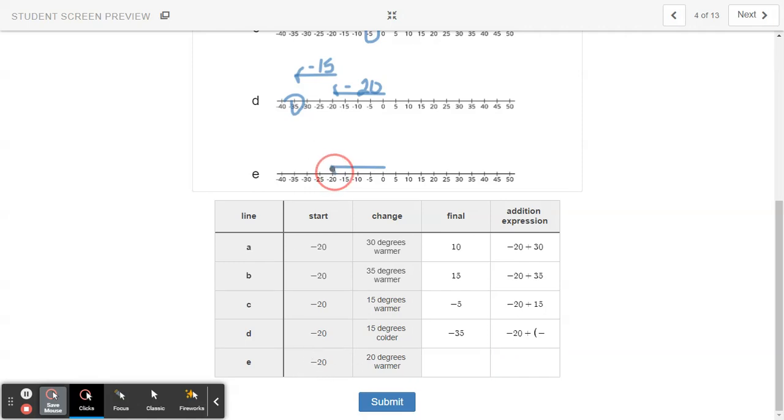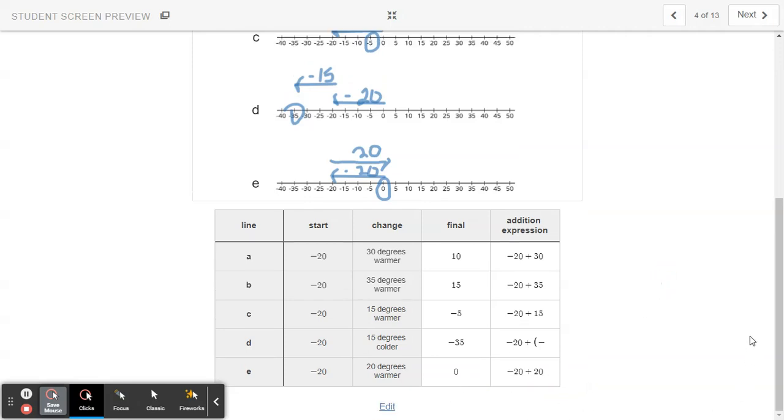And finally, this last one is -20. So we're starting the same like always, right? There's our -20, but this time it got 20 degrees warmer. So that means from here, it actually went to the right the same amount. So we started at -20, but then it got 20 degrees warmer. So we added a positive 20 and we ended at 0. And our number statement, -20 plus 20, and we know that is 0. And then we can submit our work.